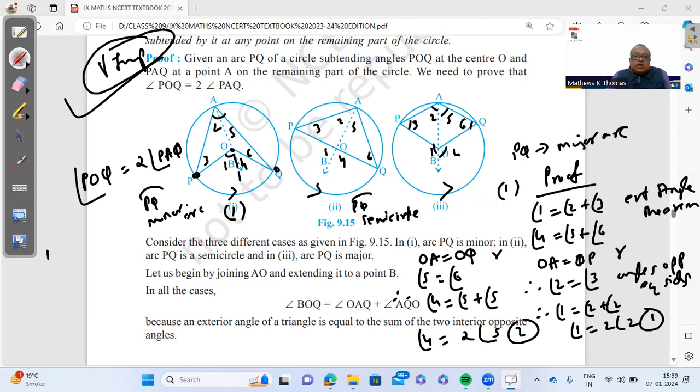I'm going to add 1 and 4. When I add 1 and 4, what am I going to get? 1 plus 4 is twice 2 plus twice 5. And here 1 plus 4.